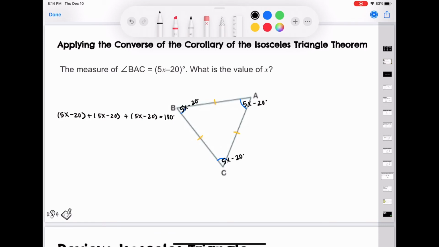And so in that way we can solve for x, and we can do that by adding all of our x's together. So this gives me 15x. And then I'm going to add all my 20s together.